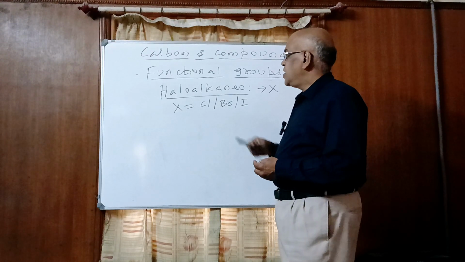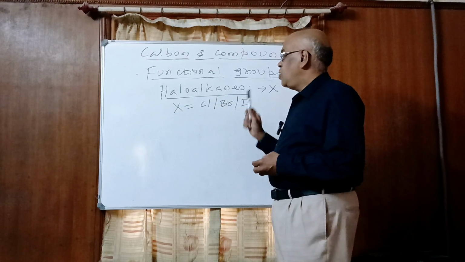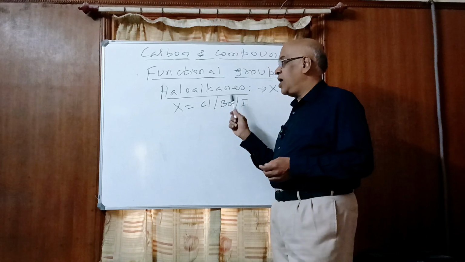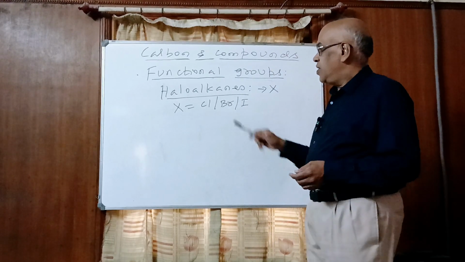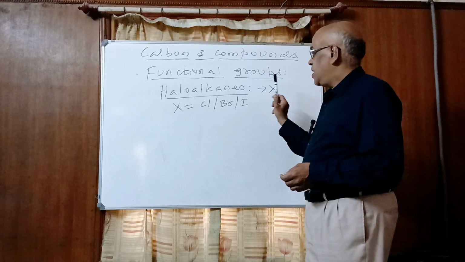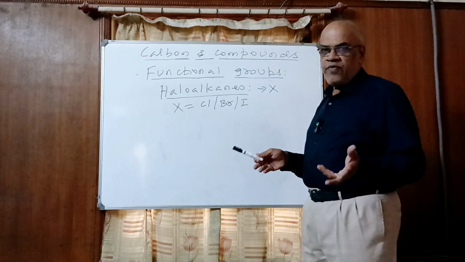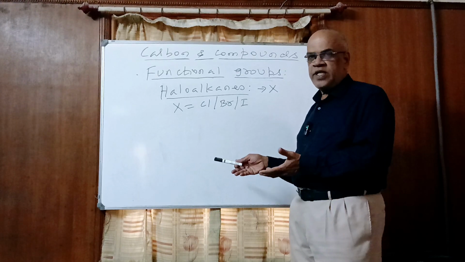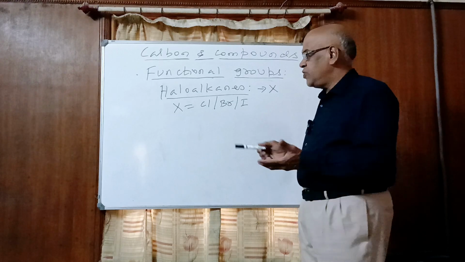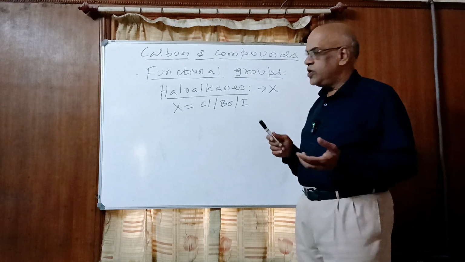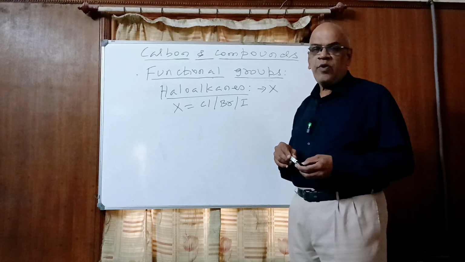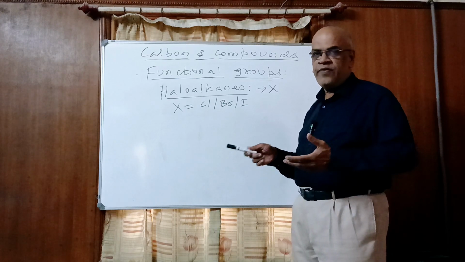Children, our next functional group is haloalkane. Haloalkane or haloalkanes. What is the X by which haloalkane is denoted? You may wonder. For alcohol, OH is the functional group. For aldehydes, CHO is the functional group. For ketone, CO is the functional group. For carboxylic acid, COOH is the functional group.